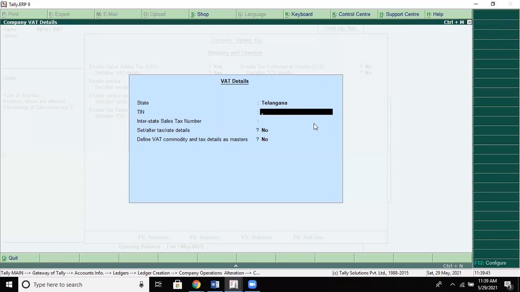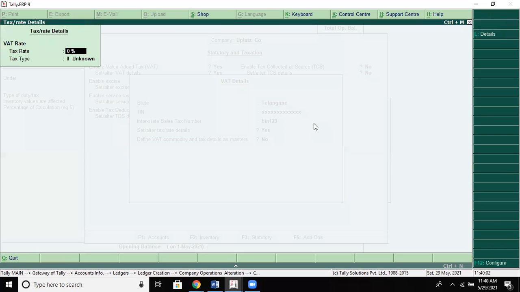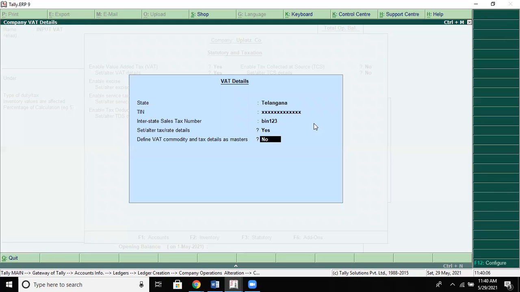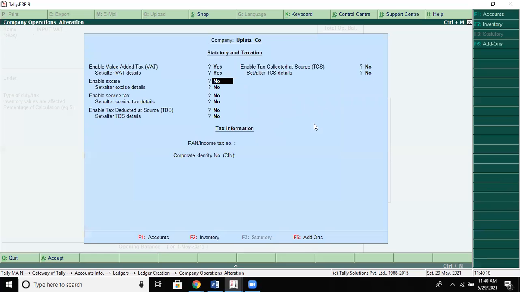For a company, there will be a TIN number. So you're going to give a TIN number, interstate sales tax number, one number I'm giving. Set alter tax rate details, yes. Here you have to give the tax rate, for example, 5%. Define VAT, commodity and tax details as masters, no.